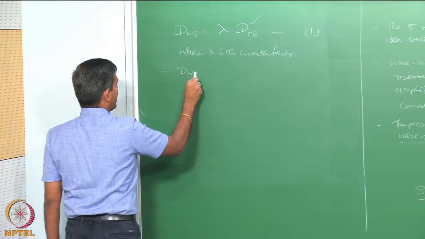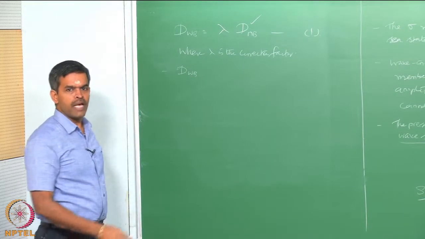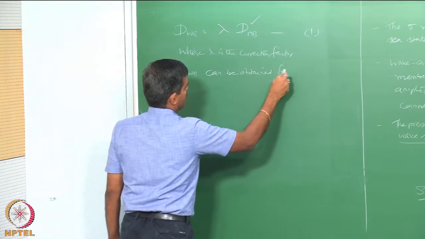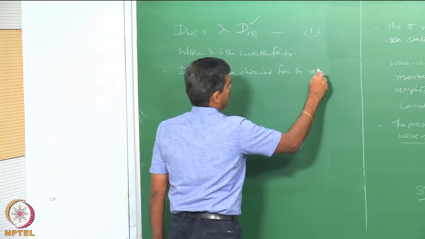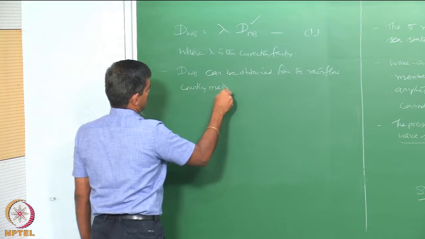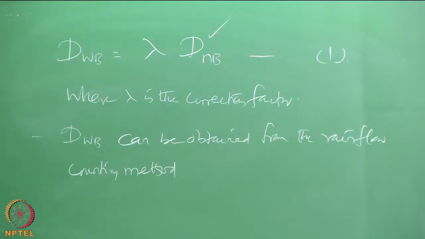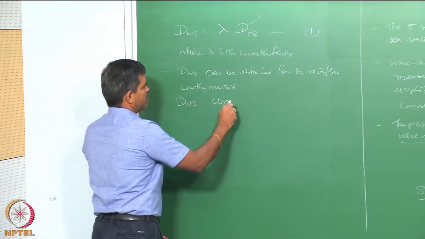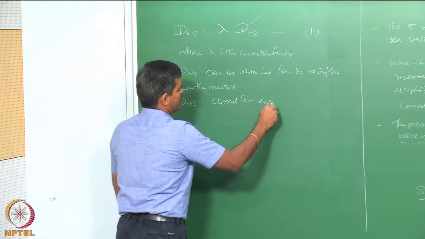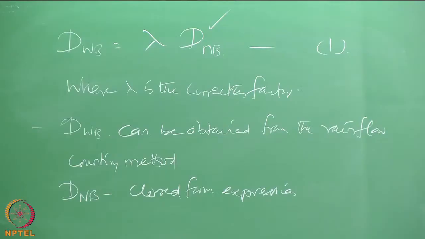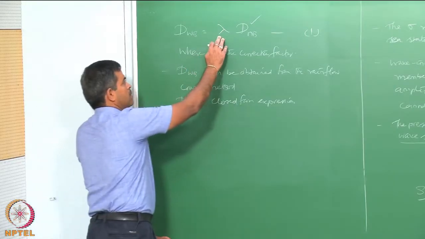The damage from the wideband can also be directly obtained from the rain flow counting method, whereas the damage from the narrowband already has a closed form expression, which has been given and discussed at length in the last set of lectures. Now, the issue is to establish a suitable value for the correction factor lambda.